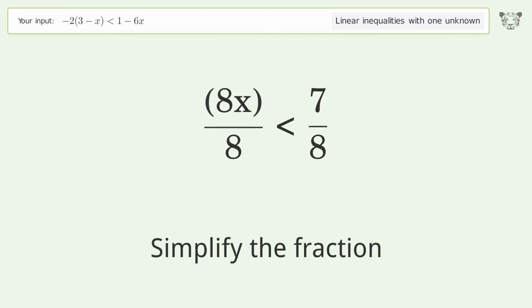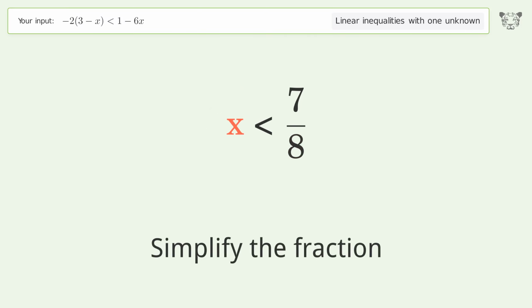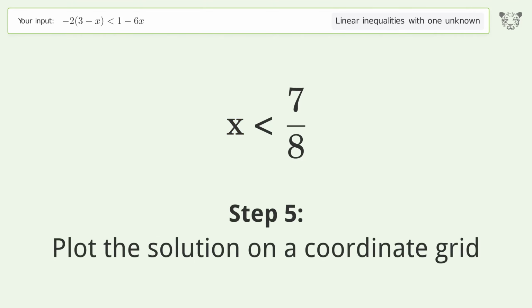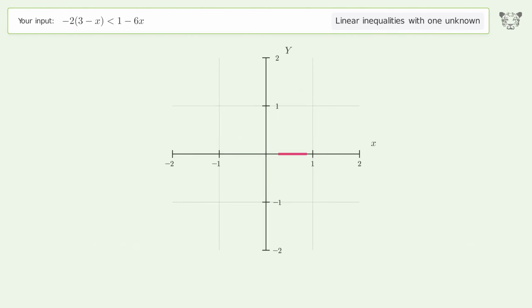Simplify the fraction. Plot the solution on a coordinate grid. And so the final result is x smaller than 7/8.